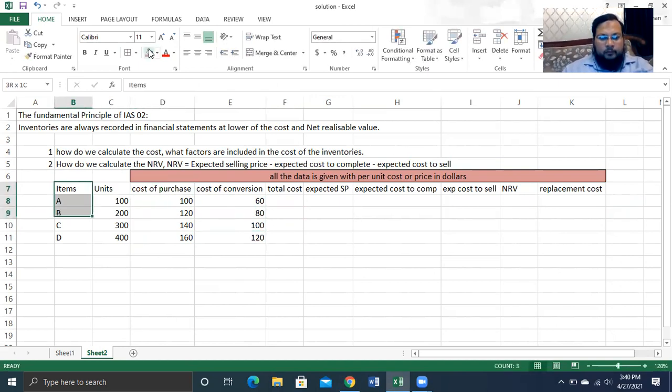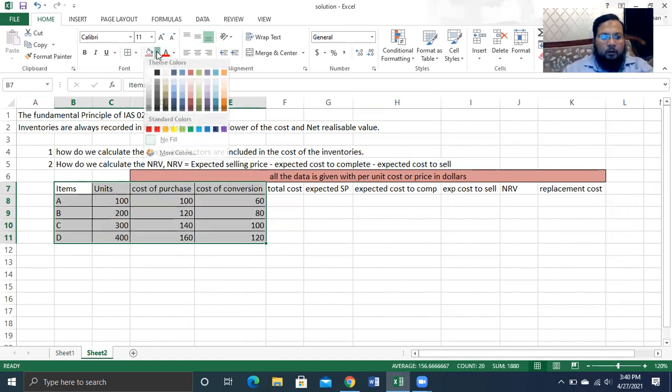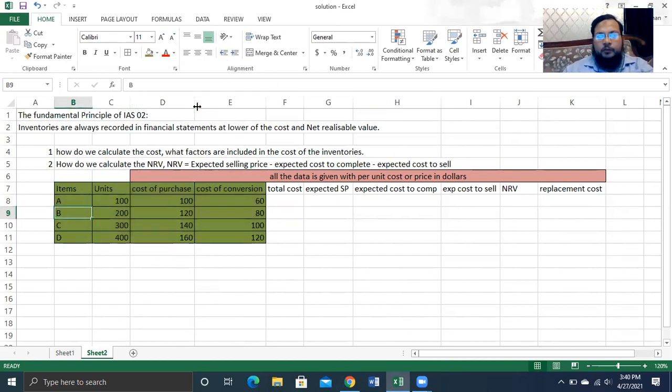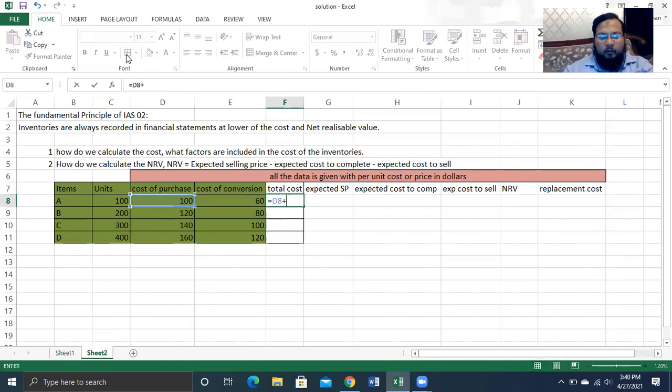So I will tell you one thing: the columns which have green colors, these are the values which will be provided to you in the examination. So what you need to calculate is the total cost. And how do you do that? You will add cost of purchase and cost of conversion. So this will be the total cost, because we have gone through this in IAS 2.